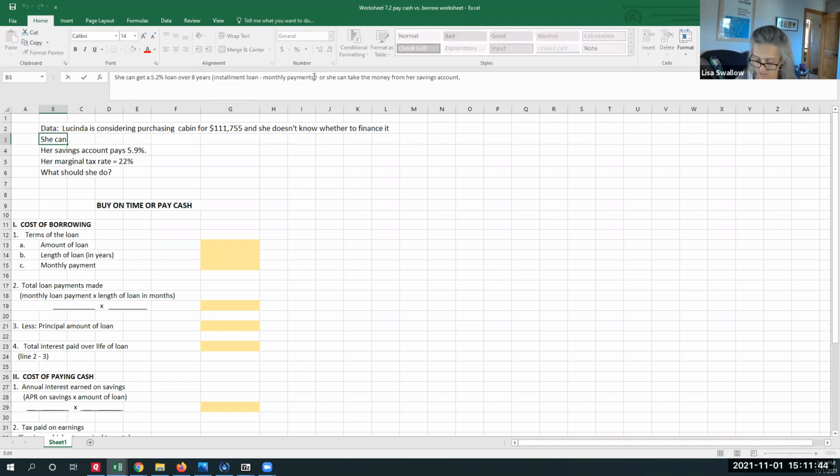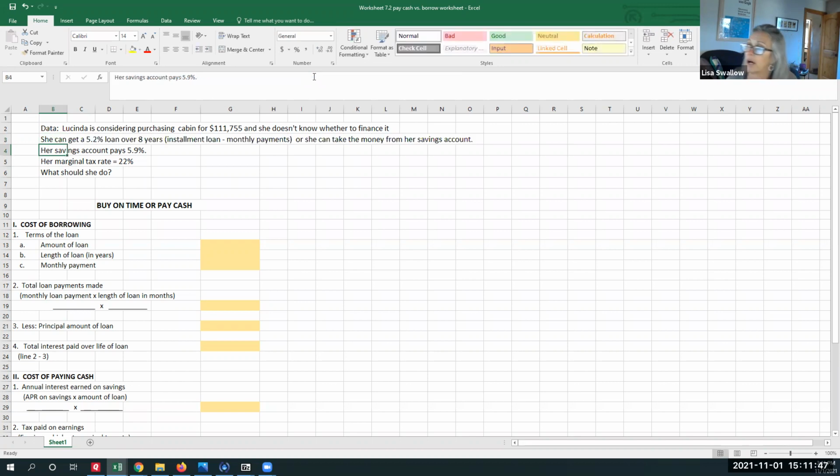And her savings account is paying 5.9%. And her marginal tax rate is 22%. And the reason that's important is because any interest that she earns on her savings account is actually taxable, you put it on your tax return and pay taxes on it. Remember, taxable income. And her highest marginal rate is 22%.